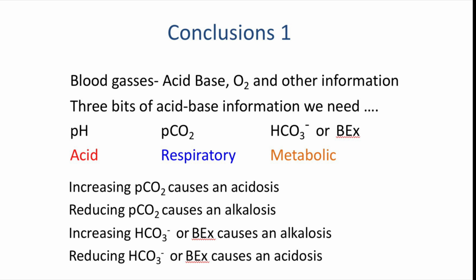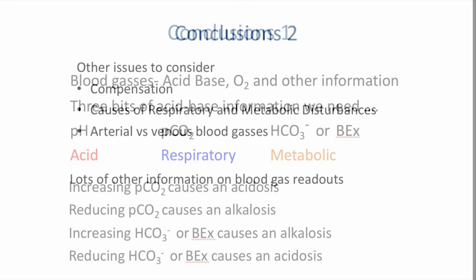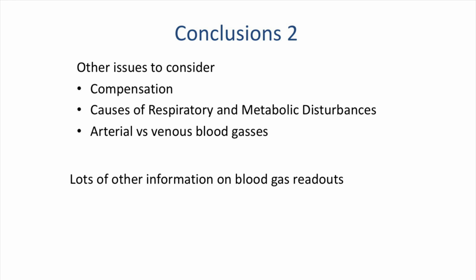Okay. So in conclusion, blood gases have acid-base parts, oxygen parts, and other information to them. In terms of the acid-base parts, we need to look at the pH, the CO2, and the bicarbonate or base excess. CO2 disorders are respiratory disorders. Bicarbonate or base excess abnormalities are metabolic disorders. Of course, there are lots of other things to think about with acid-base disorders.